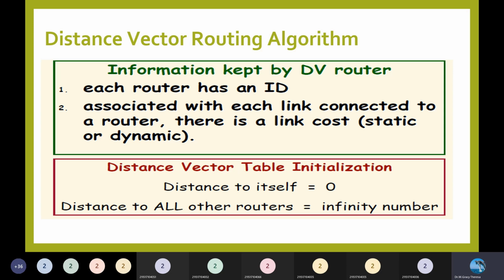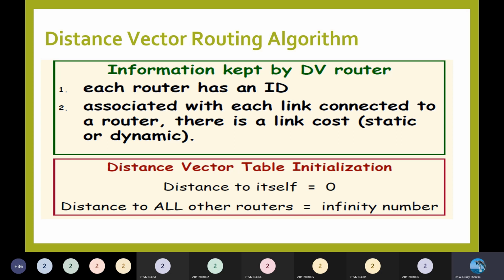So, distance vector table initialization. At the time of initialization, when it is a new table, the distance to itself is 0. The distance to all other nodes is also initialized to 0. It does not know, because only by sharing and getting information can it come to know.